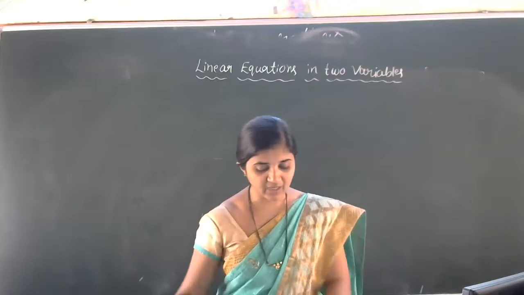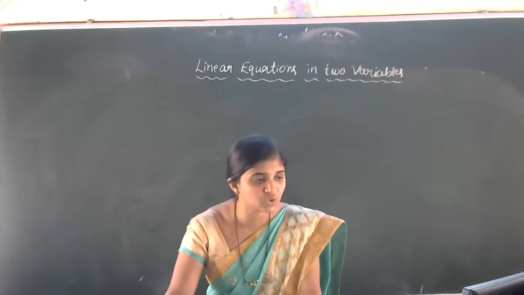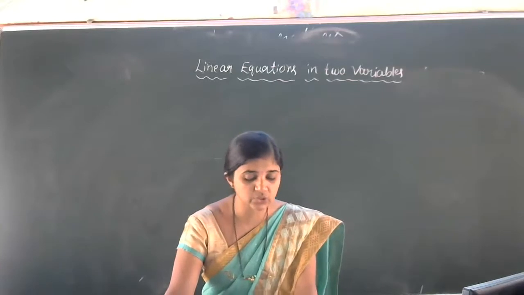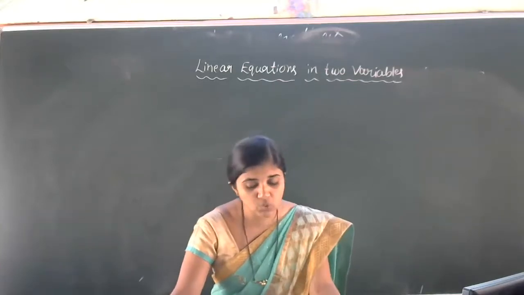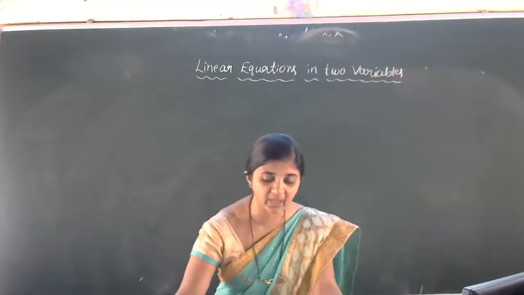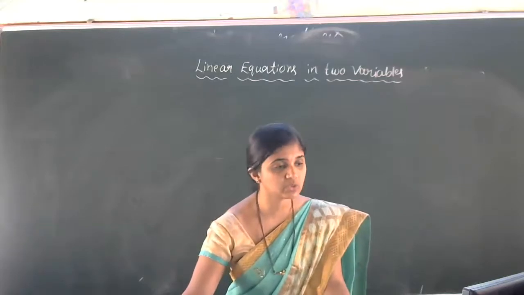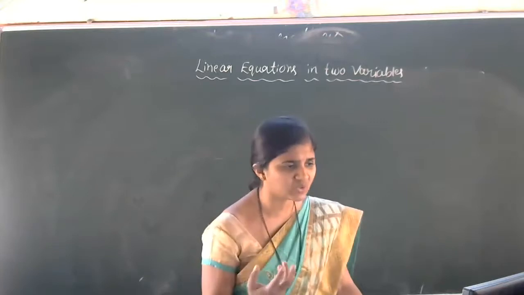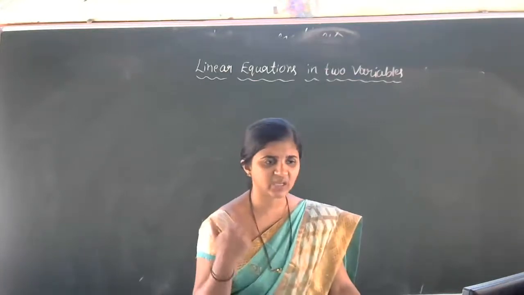Just open your textbook and glance at example 3. In example 3, find four different solutions of the equation x plus 2y is equal to 6. You can find four different solutions now for x plus 2y equal to 6. Yes, you can work it out, I think. Okay, next.